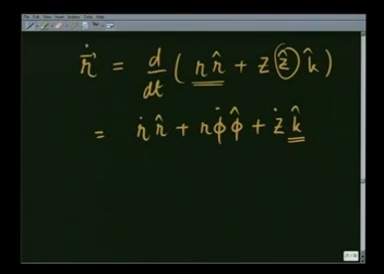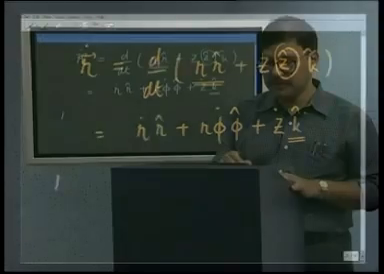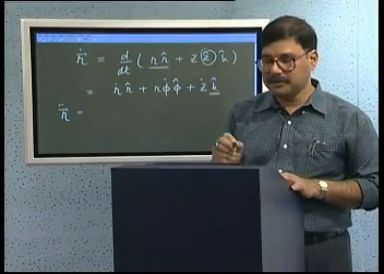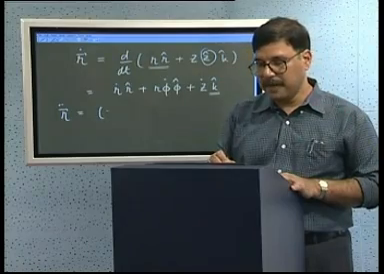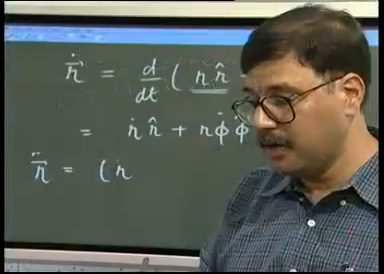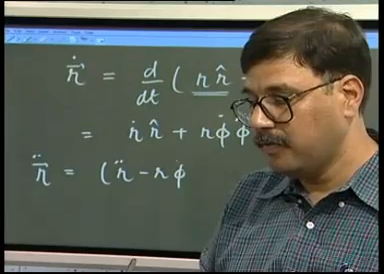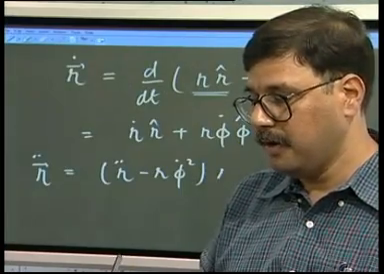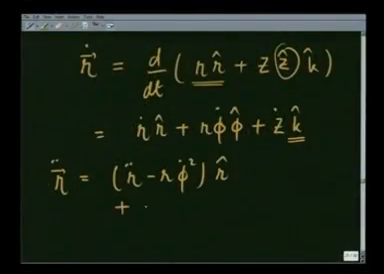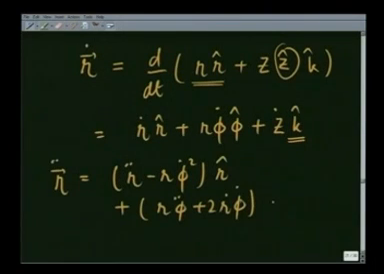Rest derivation of the acceleration I will leave for you as an exercise. I will just give you the answer. It is going to be same as in the previous case for the xy plane, which is going to be r double dot minus r phi dot square in r direction plus r phi double dot plus 2 r dot phi dot in phi direction plus z double dot in z or equivalently k direction.